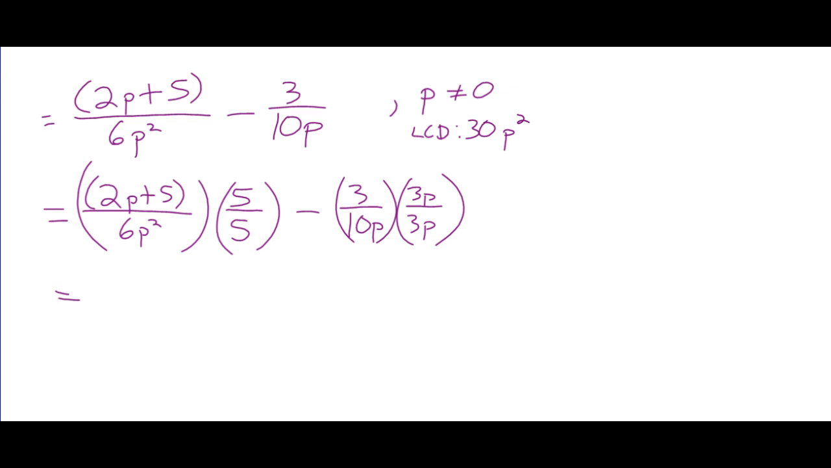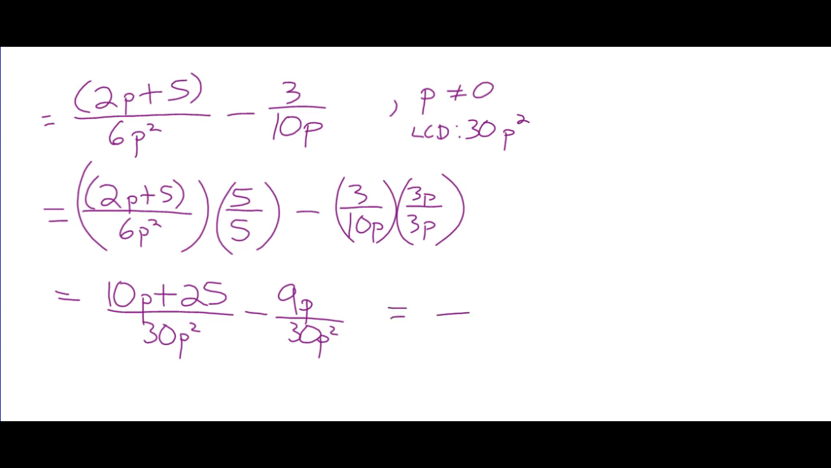Okay, so now we've got the 5 times this set of brackets, right? So it's 5 times 2P, which is 10P, plus 5 times 5, which is 25, over 30P squared, minus 9P over 30P squared. All right, you have a common denominator, so you can just write it once, 30P squared, and then we've got 10P plus 25 minus 9P.